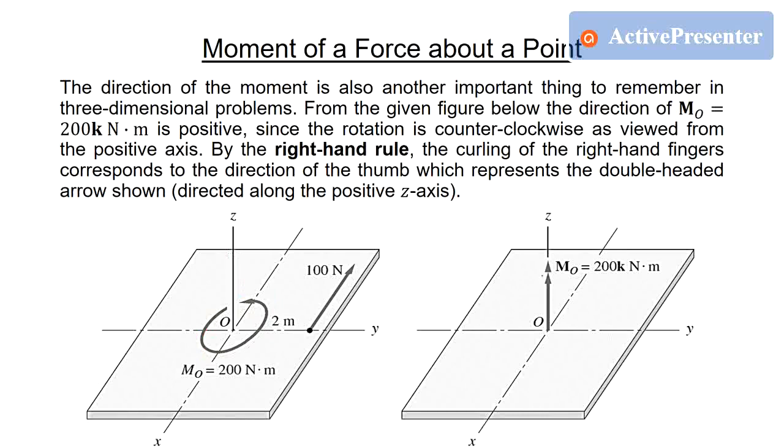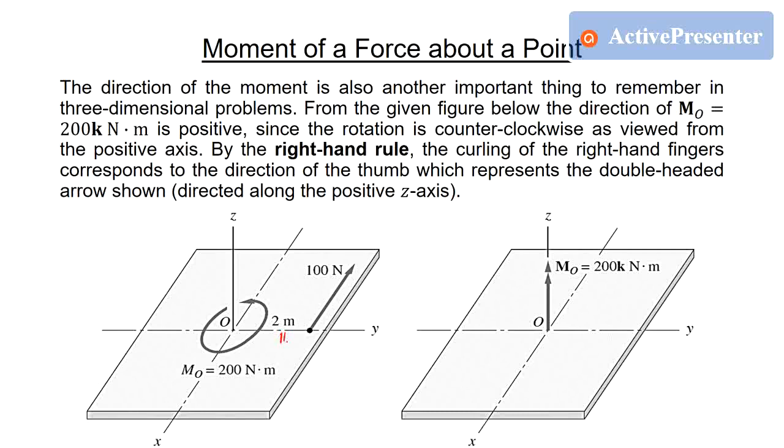In that case, the double-headed arrow, which is also the direction of the thumb, while this one is the direction of your fingers, will represent a positive answer because the thumb is directing to the positive z-axis. So this is distance d, and this is F. So F times d is 200 Newton meter.